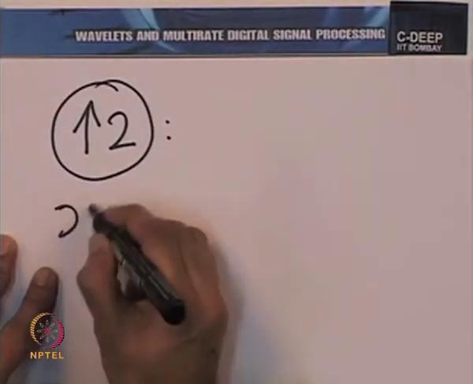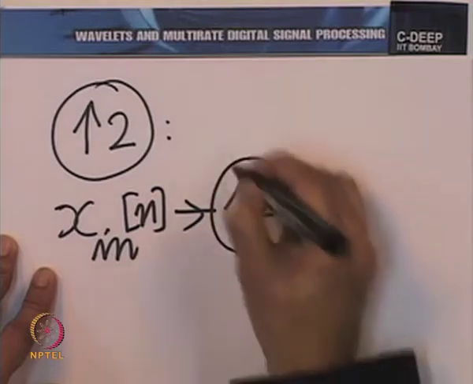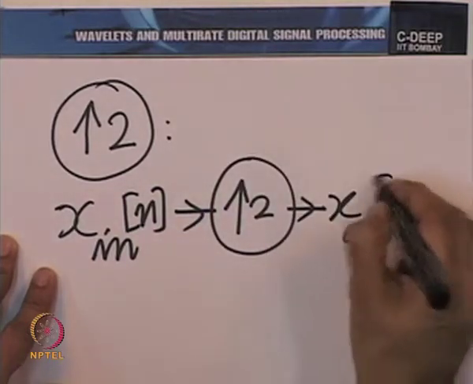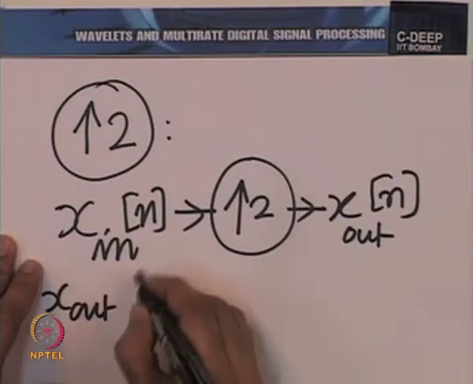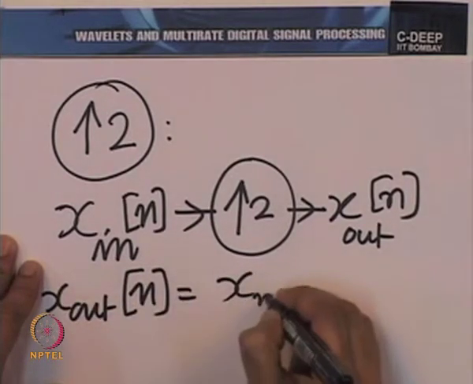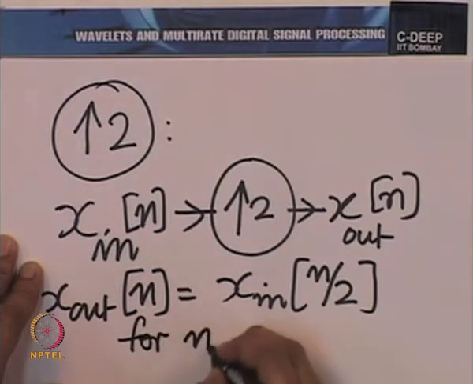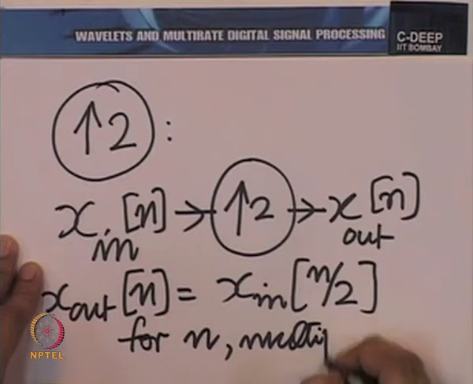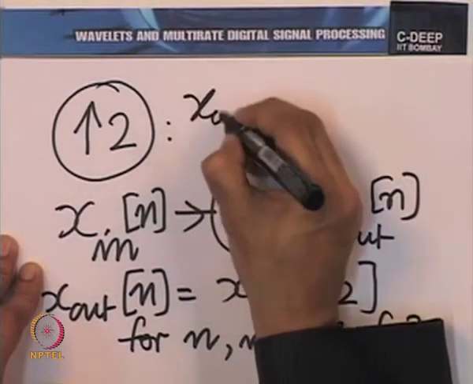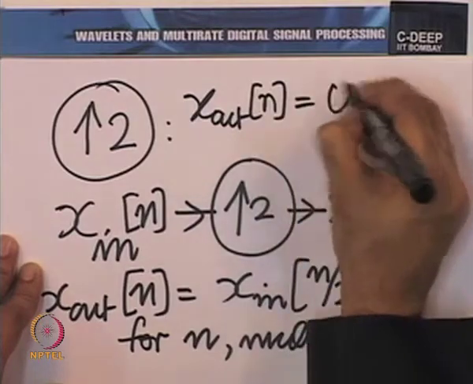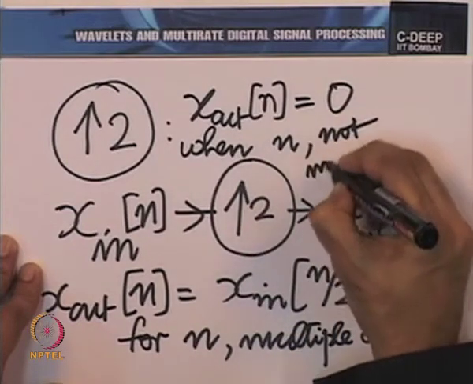So, if you have x in as a function of n, and you subject this to the action of up and to produce x out as a function of n, then x out of n shall be equal to x in at n by 2 for n a multiple of 2, and 0 else, when n is not divisible by 2.